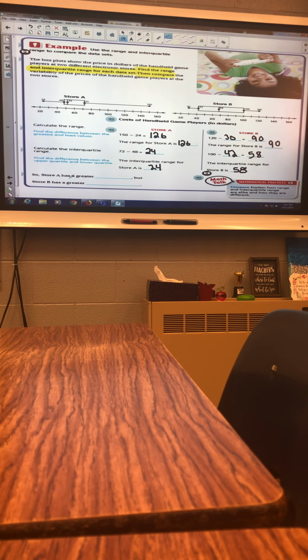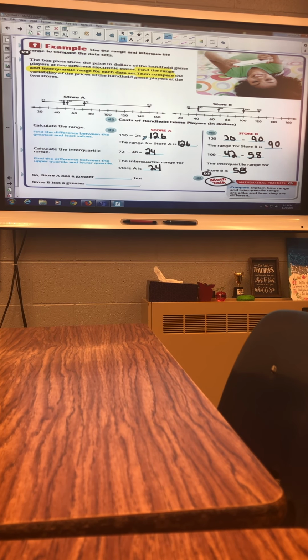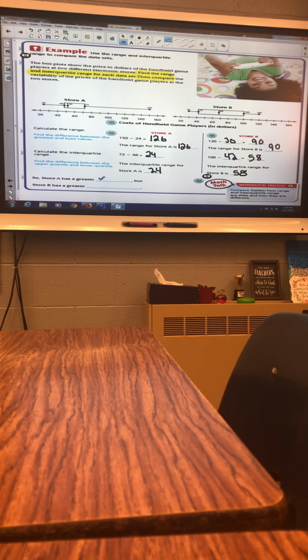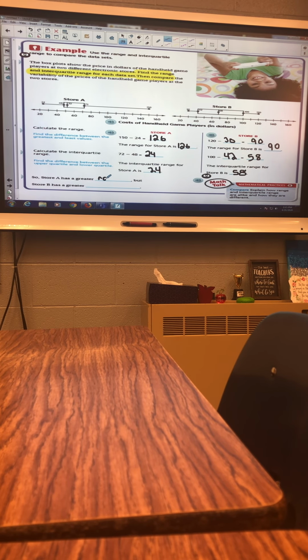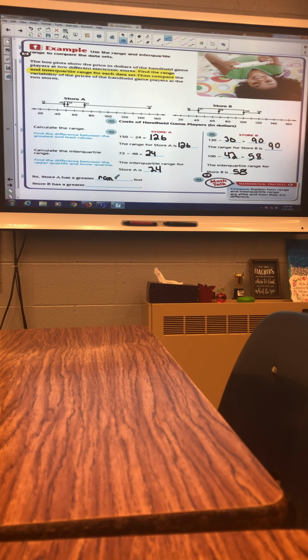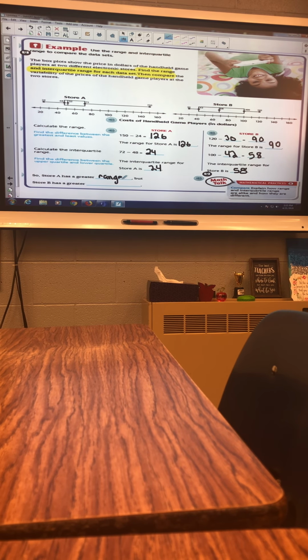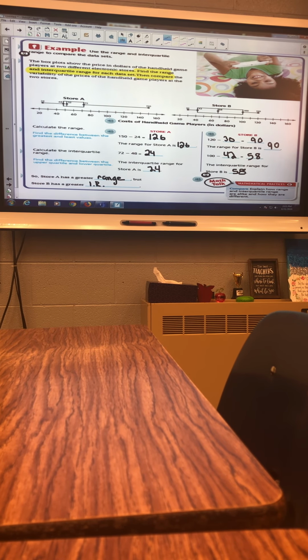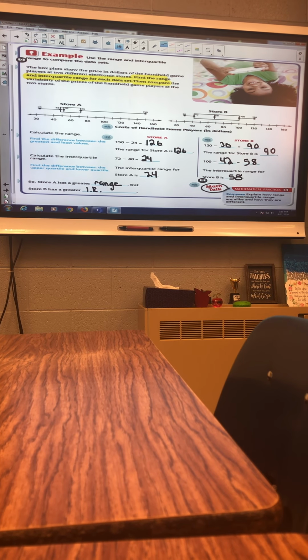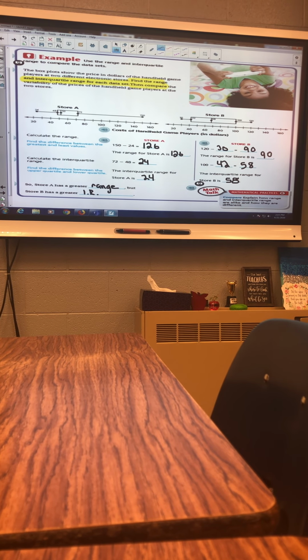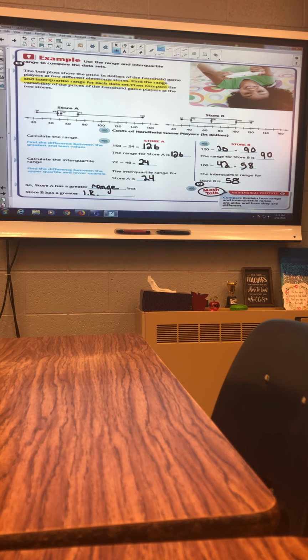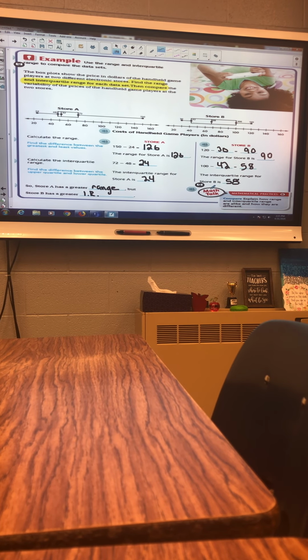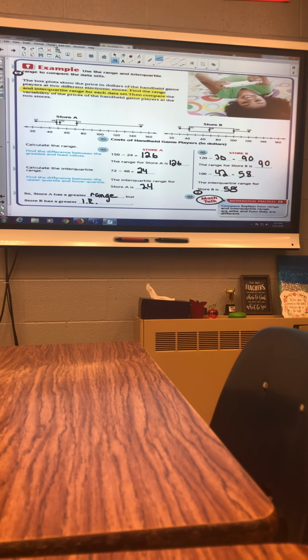So now if we're looking at the ranges, store A has a greater range, but if you look at interquartile range, store B has the greater interquartile range. I'm just going to abbreviate it with IR. Okay, so those are the three ways we check for variability. Looking at share and show on the next page.